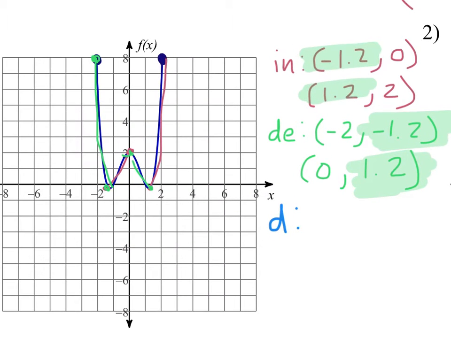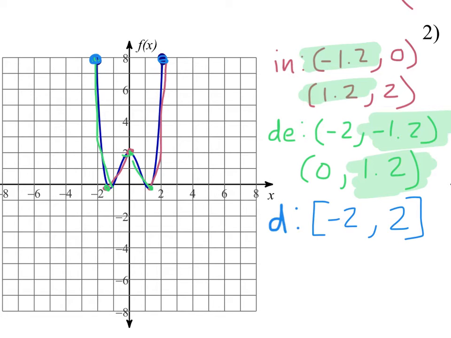So the domain is what our graph touches from left to right. So we start at the furthest left point of our graph, which is negative 2. Since we have a closed circle here at negative 2, we put a bracket for our domain. And then our graph ends at positive 2. And again, we have a closed circle, so that would be positive 2 there.